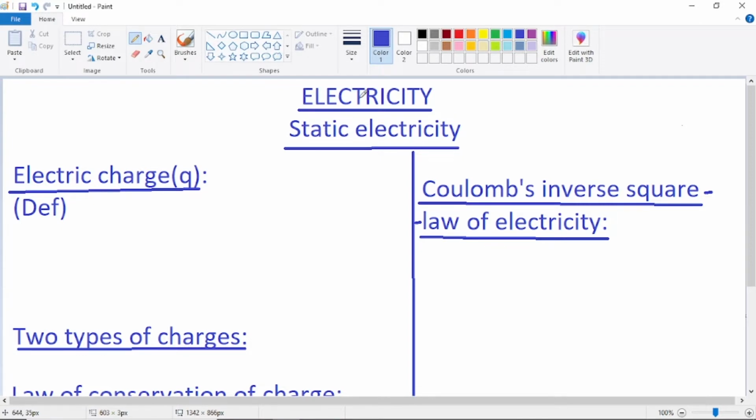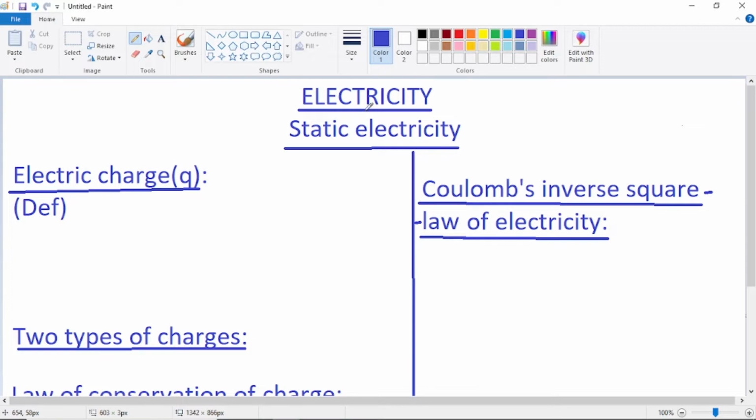So electricity, one meaning is that it's a branch of physics. Physics has many different branches: optics, which is related to light, wave motion or sound, mechanics, heat, and thermodynamics. So one simple meaning of electricity is that it's a branch of physics. Now, what does it deal with, and what is the other meaning of electricity?